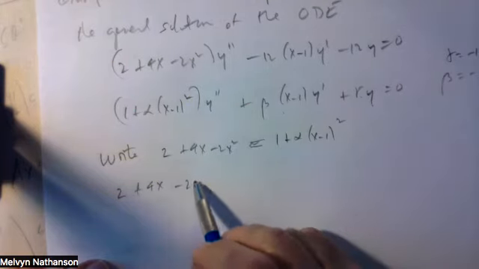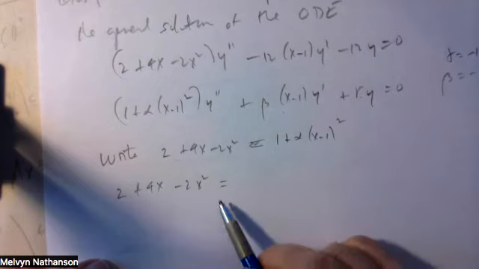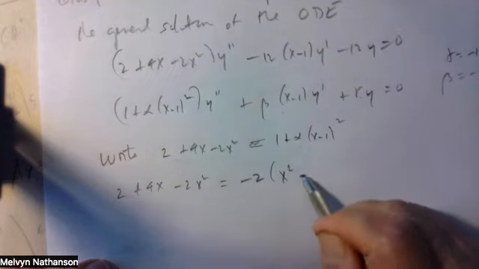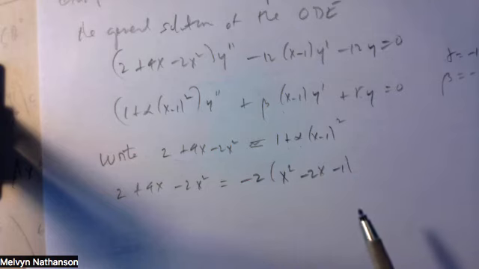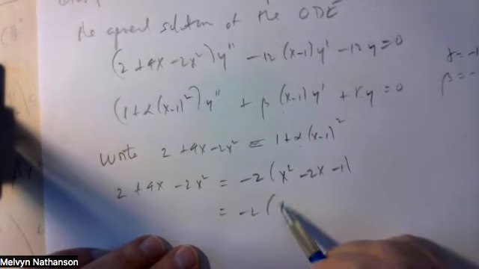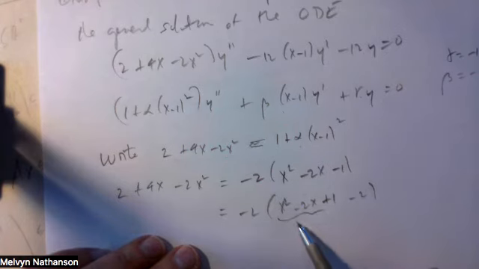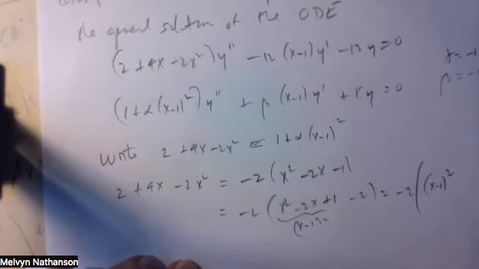So you have to, unfortunately, really know some high school algebra or be able to play with this like high school algebra. This is 2 plus 4x minus 2x squared. Let me write this as minus 2 times x squared minus 2x minus 1. Okay, I think this is right. Minus 2x squared plus 4x plus 2. So I want to get an x minus 1 squared. This is like minus 2x squared minus 2x plus 1 minus 2, right? Because 1 minus 2 is minus 1, but this now is x minus 1 squared.